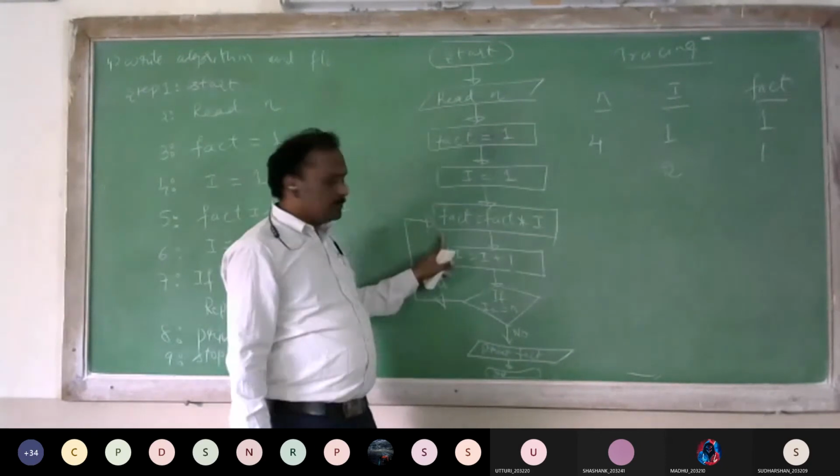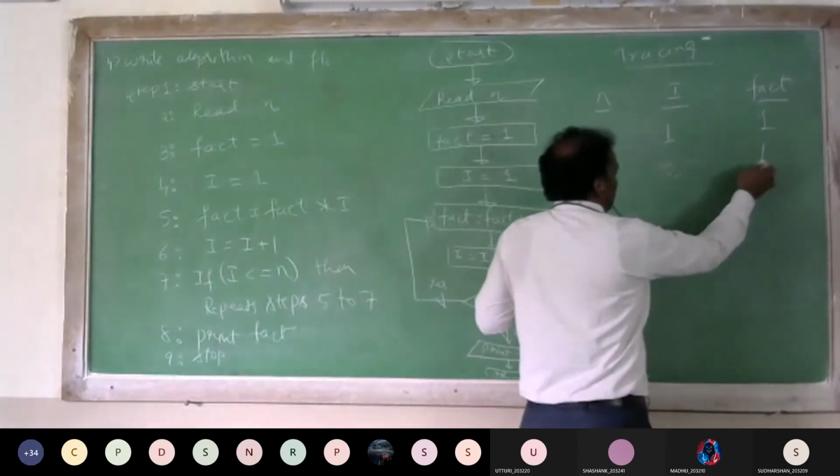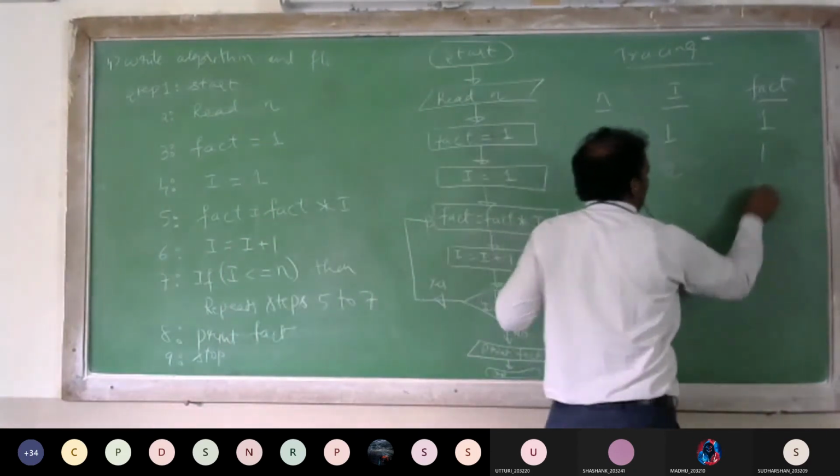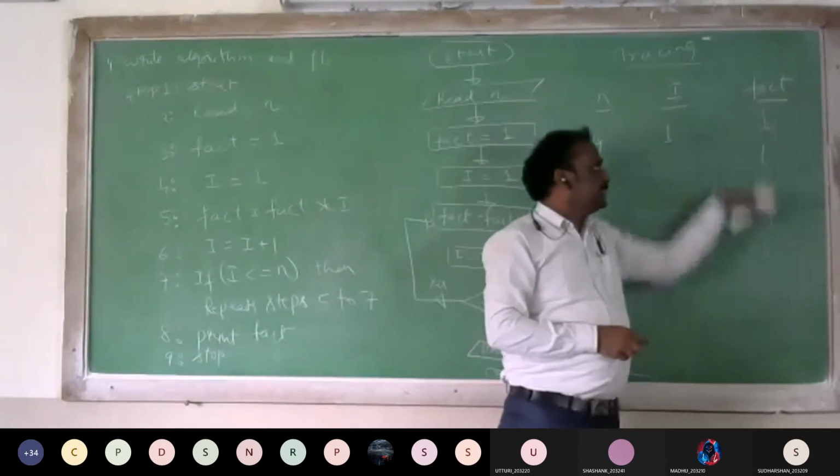You follow this arrow. Arrows are important. Now, fact is equal to fact into I, 1 into 2, 2. Where is it stored? It is stored in fact only. That's why I am writing below this line. This is the factorial.